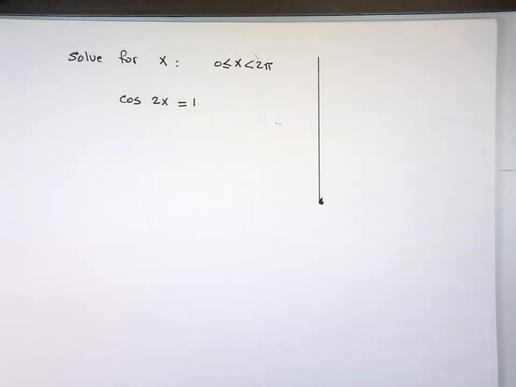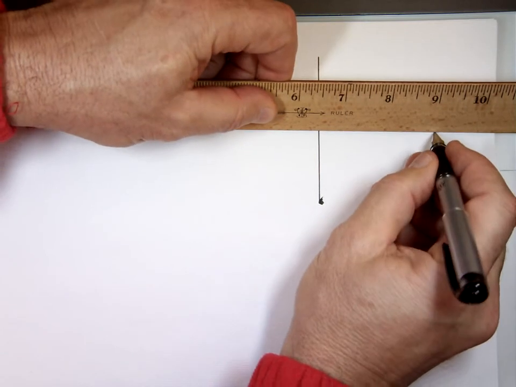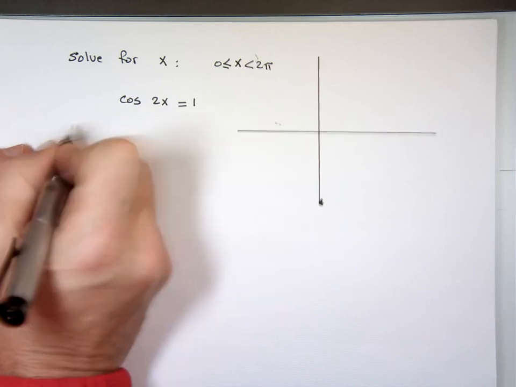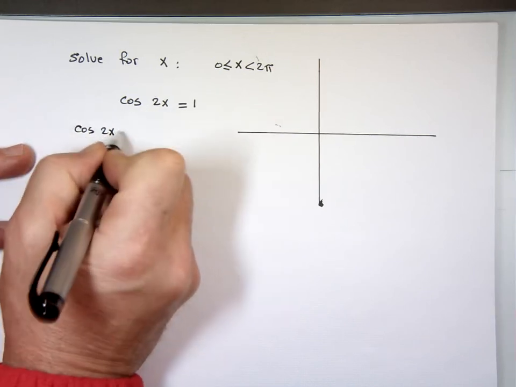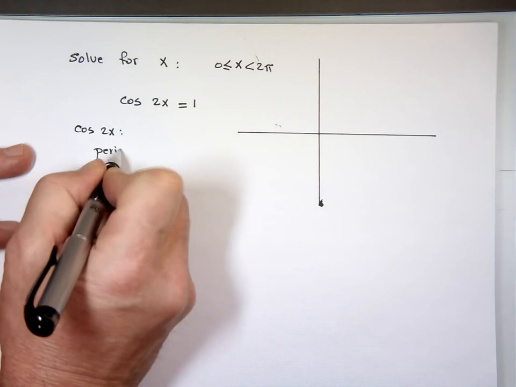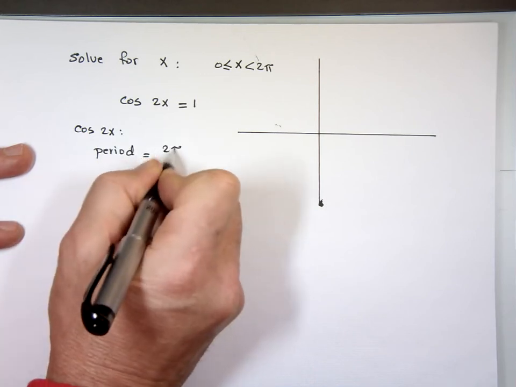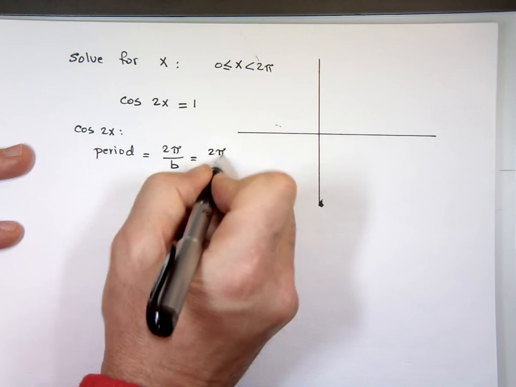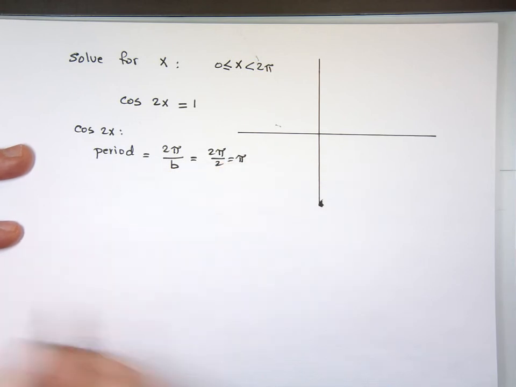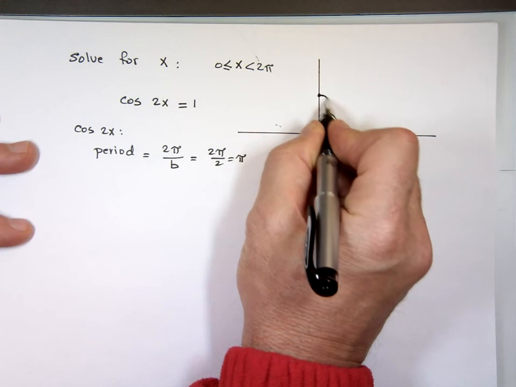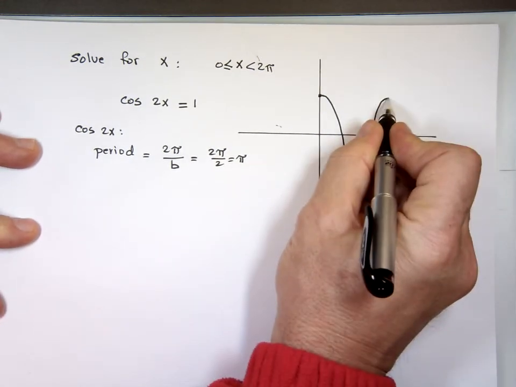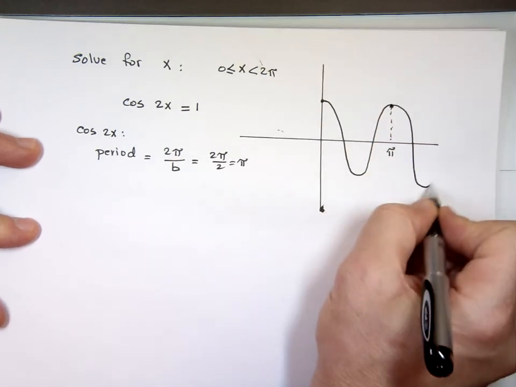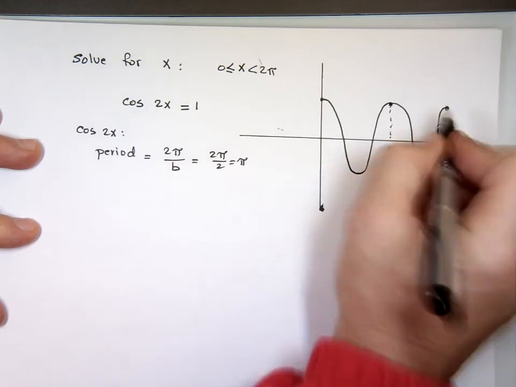If you graph this function, cosine 2x, what's your period for cosine 2x? Period is what? 2 pi divided by b. Remember that from before? B is what? 2 here. So the cosine looks like this. That's pi here. That's 2 pi. It repeats itself every pi.